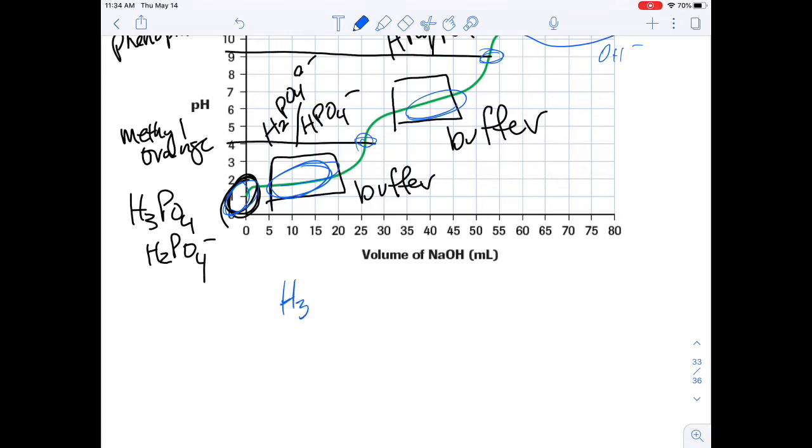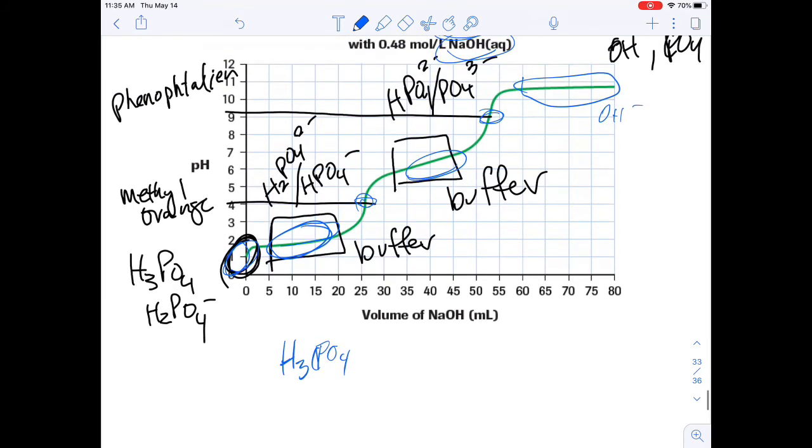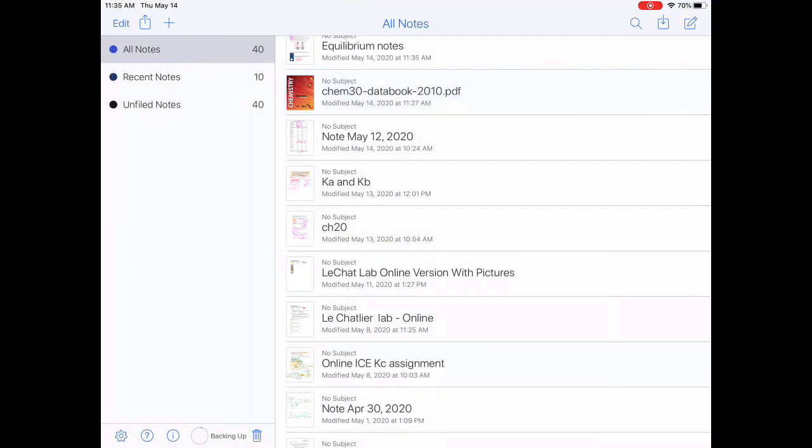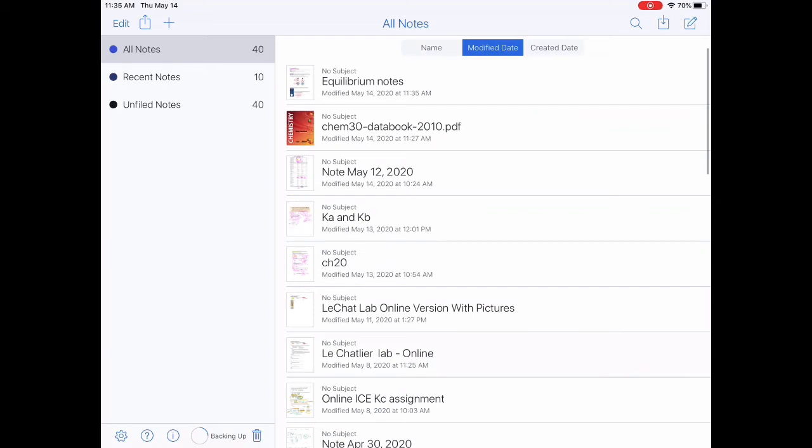Now, the phosphoric acid only has two obvious equivalence points, and it only has two obvious buffer regions, but it still looks like it has three hydrogens that can react. And the reason that we don't see the third equivalence point is a little bit subtle, and it's not super important that you get this if you've got all the other stuff.